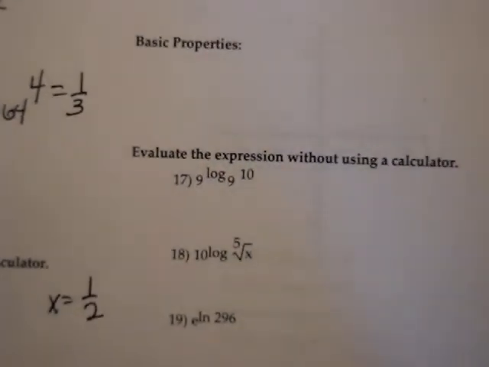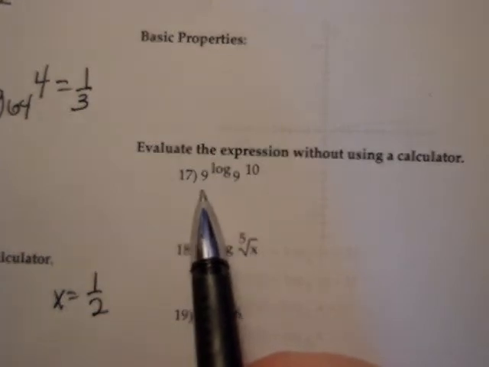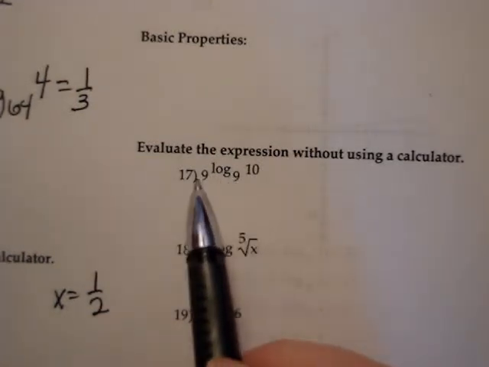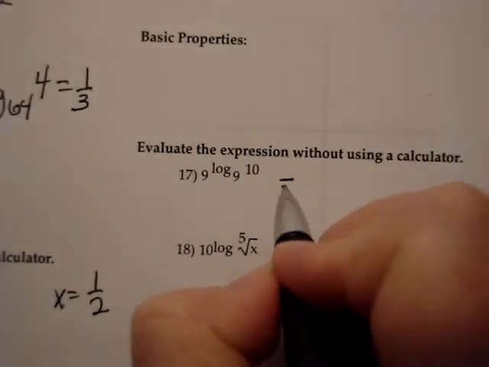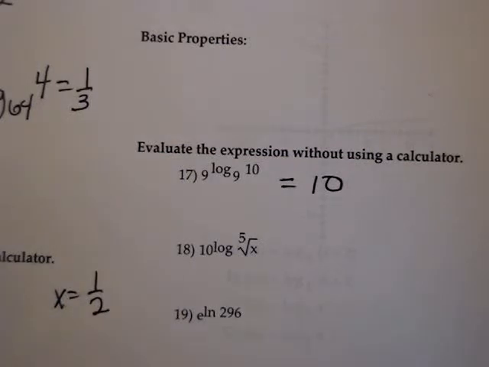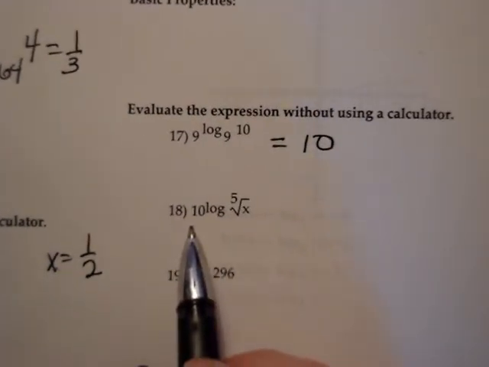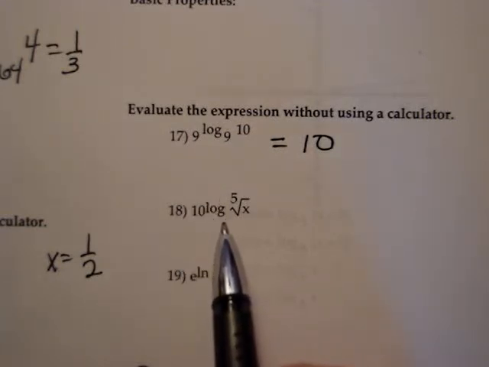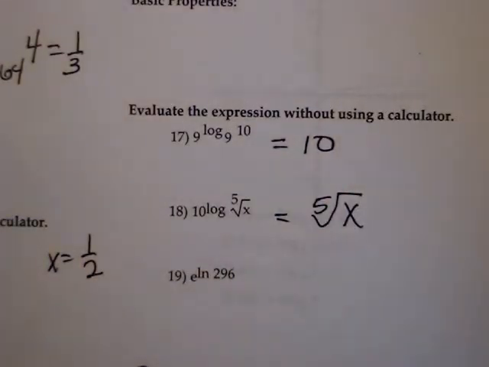And now we're going to use that weird one, that last one we talked about. This time I have a base of 9 and I put a log in the exponent's position, and the log also has a base of 9. So I know they will undo each other and give me an answer of 10. Okay? 18. I have a base of 10 in the exponent's position. I put a log base 10. So they will undo each other and leave me with the 5th root of x.